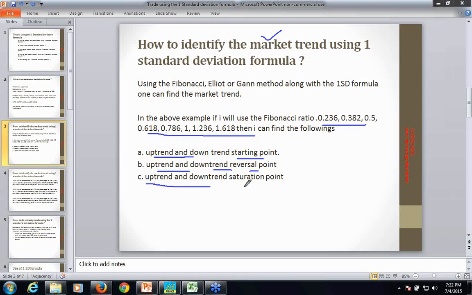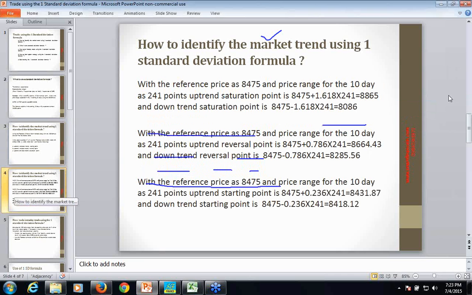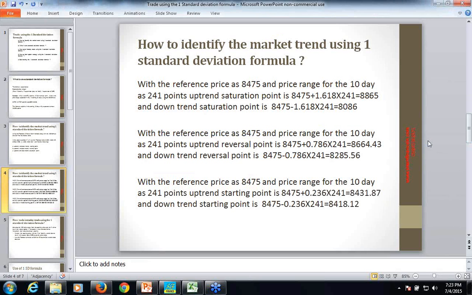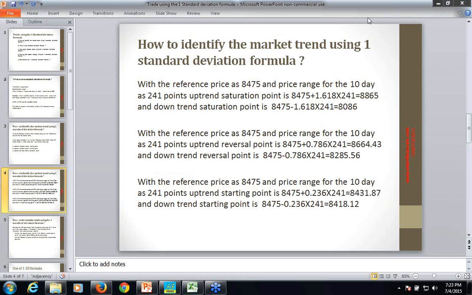Third, uptrend and downtrend saturation points, where these trends will saturate. So these things I am just going to explain in terms of Fibonacci. If you are a user of our Fibonacci course, you'll know that in my Fibonacci book as well as in the Fibonacci DVDs, I have well explained these concepts. Similarly, if you are using our Gann book or Gann courses, there also I have explained this concept.